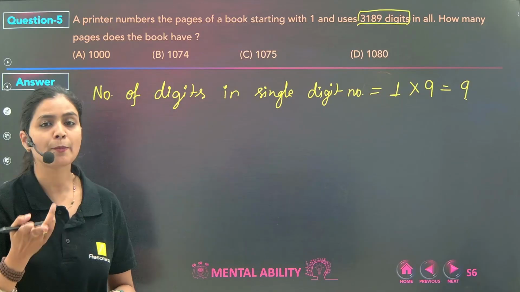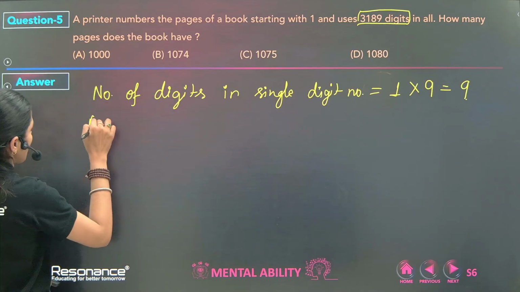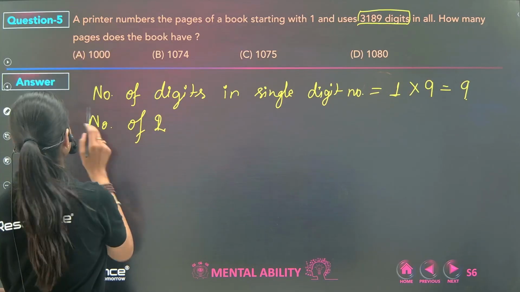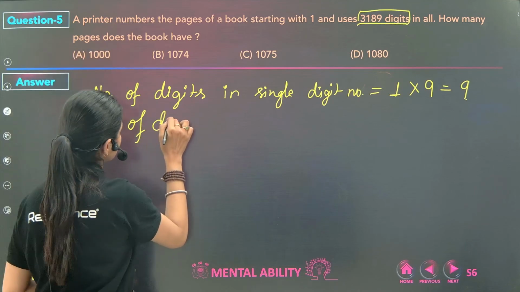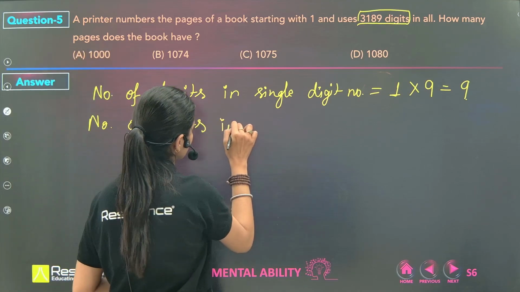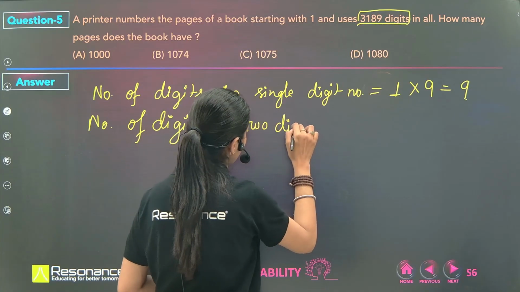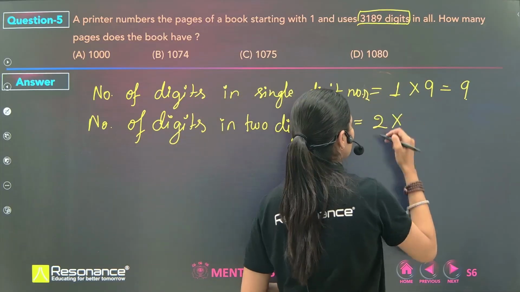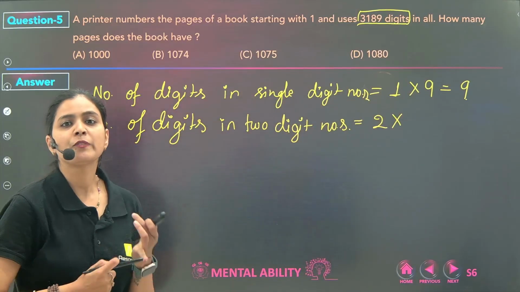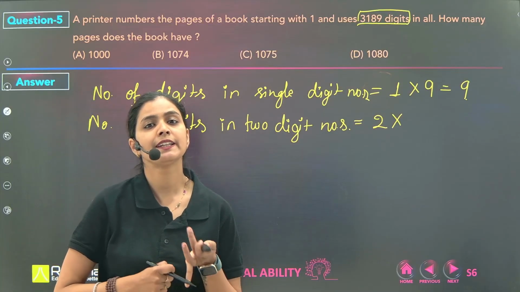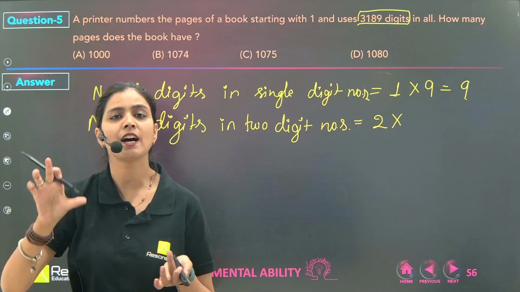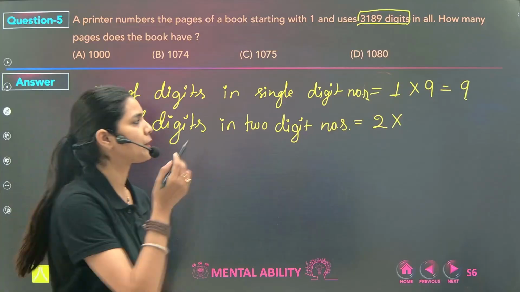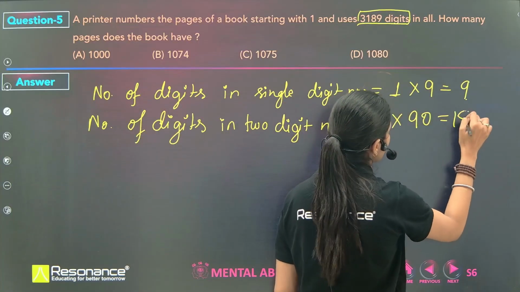Now how many two digit numbers are there? Then also we have to find. So number of digits in two digit numbers. Okay, so it will be how much? 2 into... Now we started from 10 but we ended on 99, so it will be 90 numbers. Okay, because 1 to 9 is cancelled and 100 is a 3 digit number. So 10 numbers will be cancelled from 1 to 100. So how many two digit numbers will be there? It will be 90, correct? So it will be 180, correct?